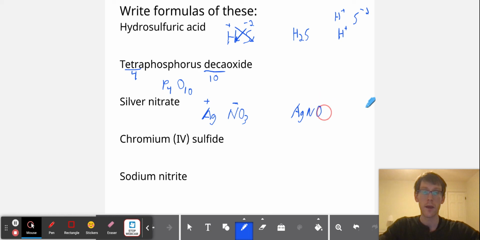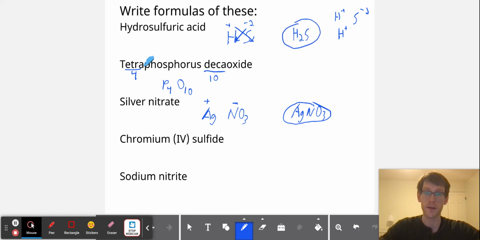AgNO3. And please leave this as your final answer if I'm ever assessing your work. Chemists will never write ion charges in a formula if it's for a complete compound. You can refer to Ag positive ions or NO3 negative ions, but in a compound of AgNO3, that's the way it should be represented, just as H2S should be represented like this and P4O10 like this.